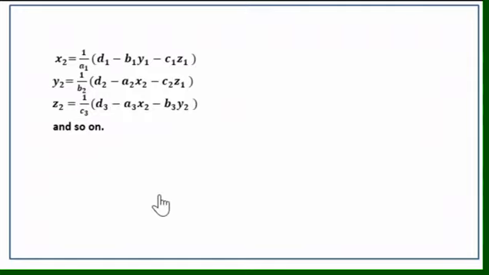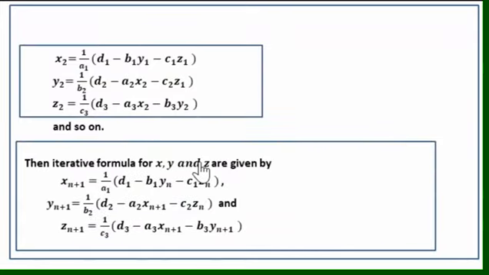Similarly, we can find the other iterations x3, y3, z3, etc. By repeated iterations, we form a sequence of iterations. The iterative formulas for x, y and z are given by x(n+1) equal to 1 by a1 into (d1 minus b1 yn minus c1 zn), y(n+1) equal to 1 by b2 into (d2 minus a2 x(n+1) minus c2 zn), and z(n+1) equal to 1 by c3 into (d3 minus a3 x(n+1) minus b3 y(n+1)).